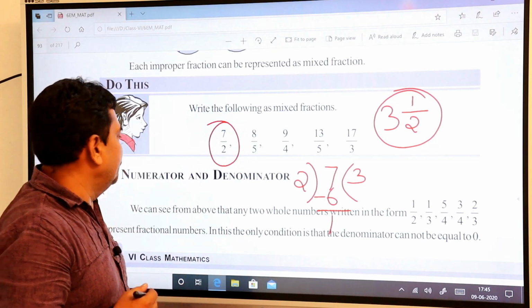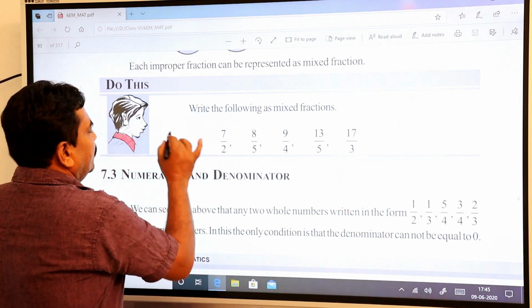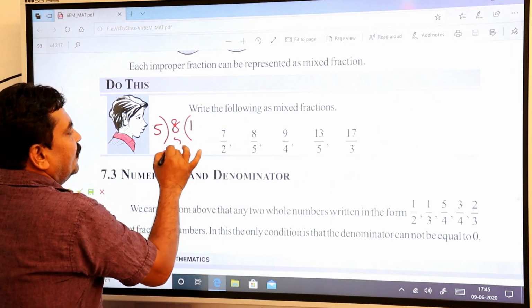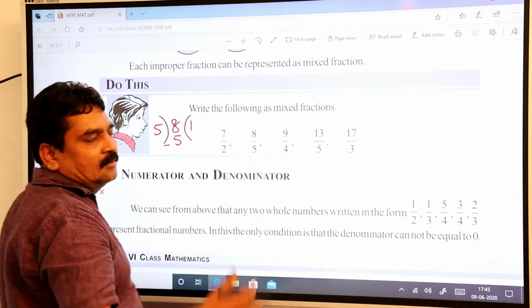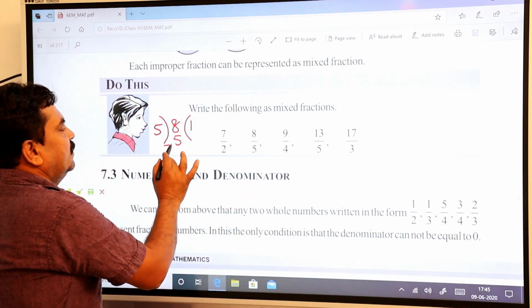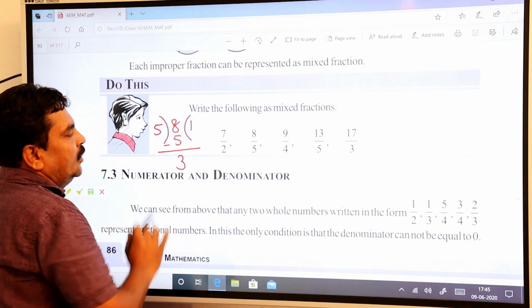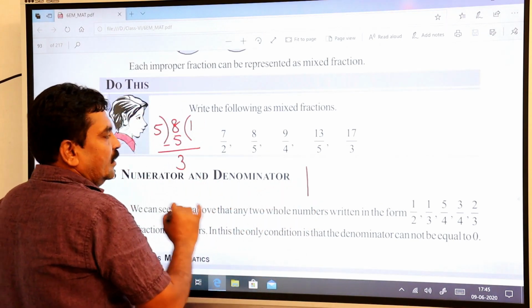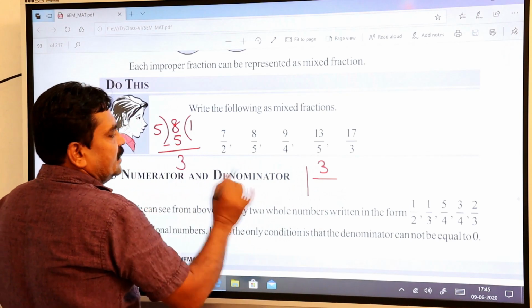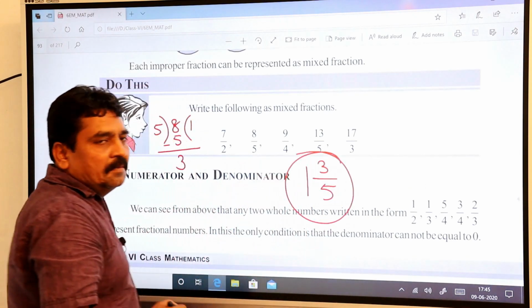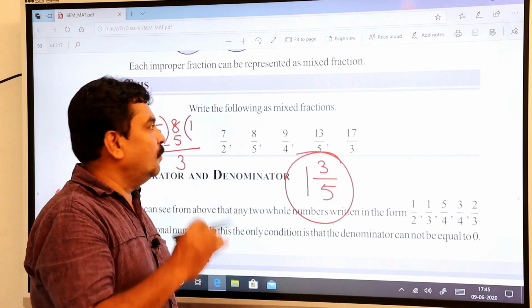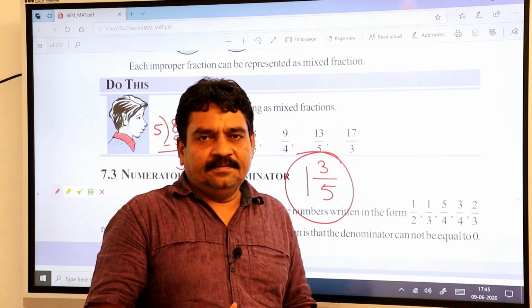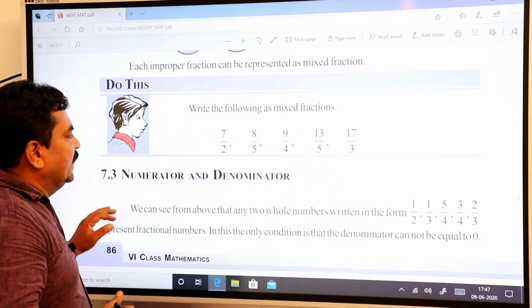Similarly, you take 8 by 5. You divide 8 by 5. 5 ones are 5. 5 twos are 10, which exceeds 8. So you just take 5 ones are 5. 8 minus 5 is 3. Now you write this as a mixed fraction. First the quotient, which is 1. Remainder is 3, and remainder by divisor is 3 by 5. So 1 3 by 5 is your mixed fraction for the improper fraction 8 by 5. In that way you are going to do the remaining problems given here. Let's go to the next one.